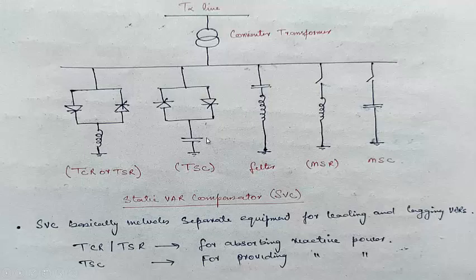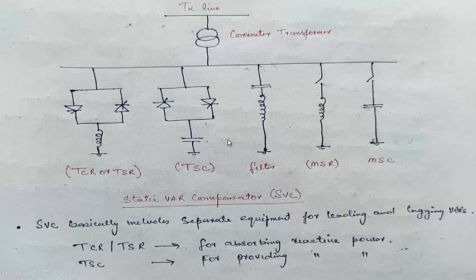This is the thyristor switched capacitor. There will be only a thyristor switched capacitor, there will be no thyristor controlled capacitor. This is the filter. Because of these power electronic devices, some harmonics will be introduced, and this filter is used to filter out those harmonics. These are mechanically switched reactors, which introduce a fixed value of inductance. This will also use a fixed value of capacitance.